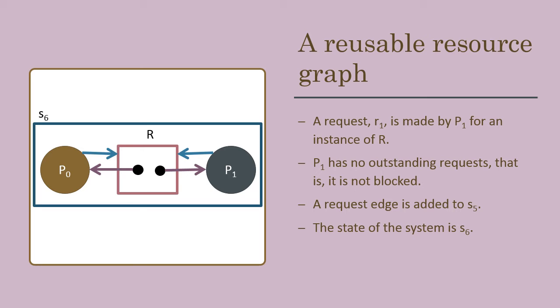If you look at P0, it has one request which cannot be fulfilled. It can only be fulfilled if P1 releases its instance of R. If you look at P1, it has one request which cannot be fulfilled. It can only be fulfilled if P0 releases its instance of R. This is a deadlock.